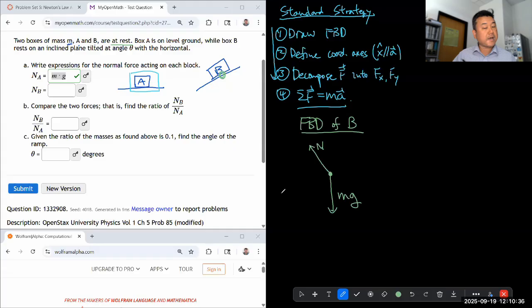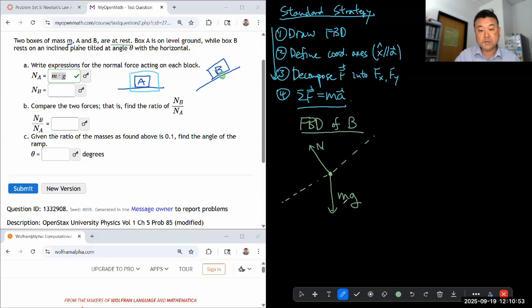contact. And then you ask yourself the question, did I draw all the forces? And you should have the answer, no. With these two forces, there's no way you can get zero acceleration. You'll have acceleration that looks like this. So there must be another force.